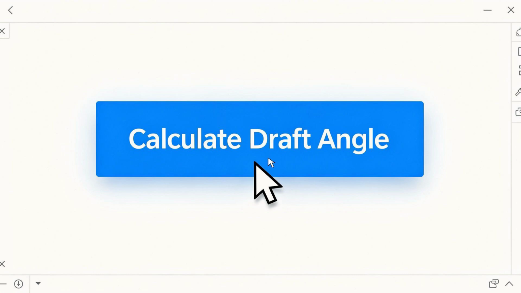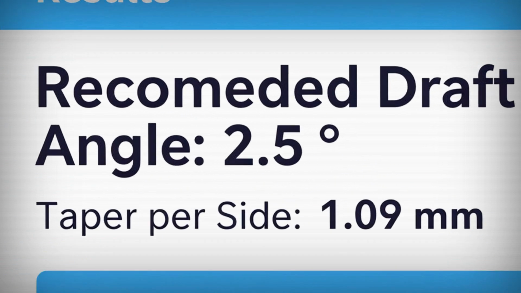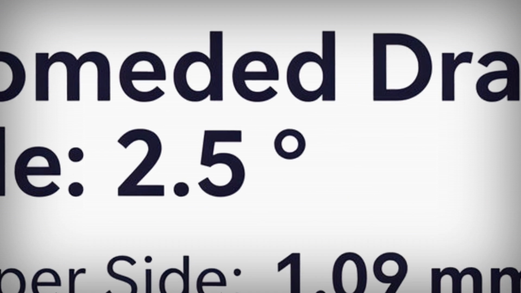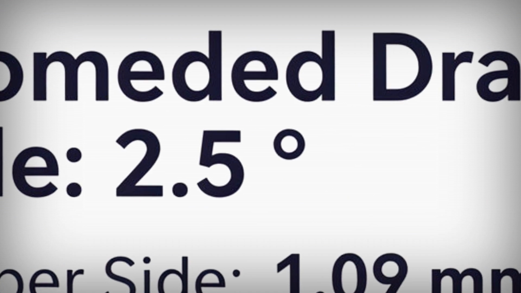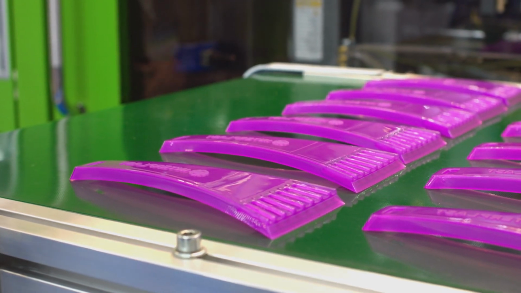After entering these parameters and clicking Calculate Draft Angle, the calculator processes your inputs to determine the recommended draft angle. The results section displays the calculated draft angle required for your specific combination of part depth, material, and surface finish. This angle ensures proper part release without damaging the mold or the finished part.